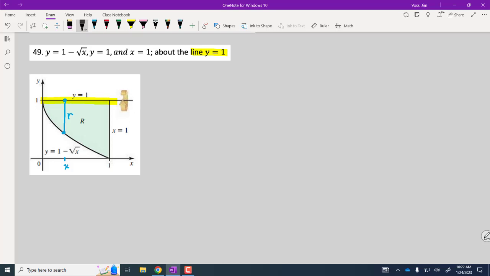So if we want our radius, and the radius is a vertical distance, we have to do the upper y value minus the lower y value. The upper y value is 1. Right, that y value up there is 1. The lower y value is this function, 1 minus root x. So it's upper minus lower, quantity squared.